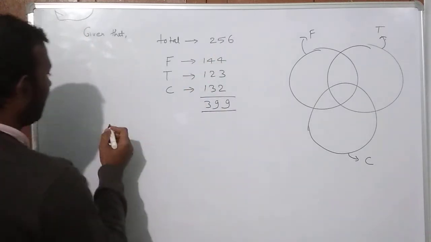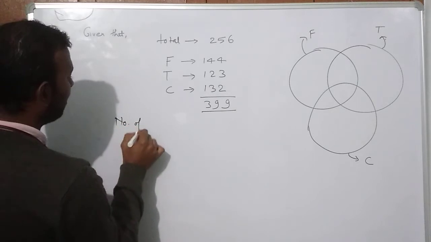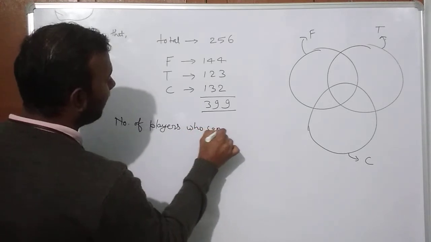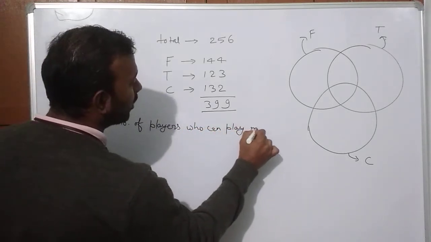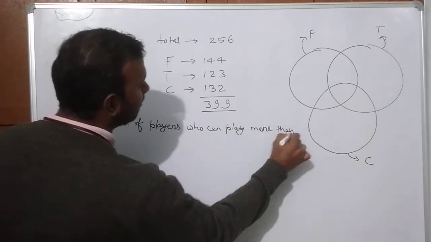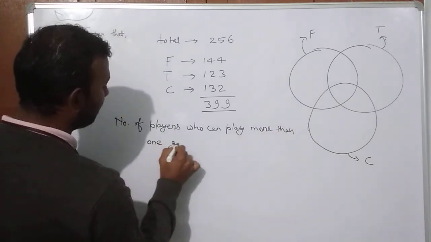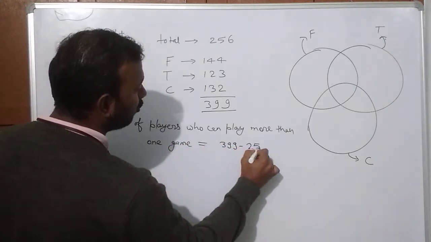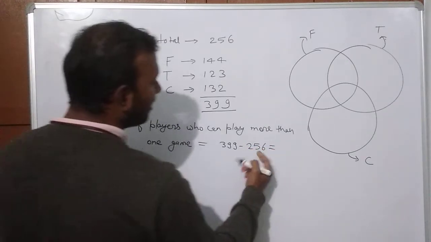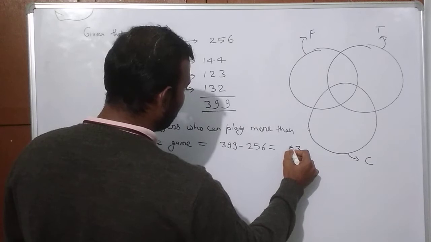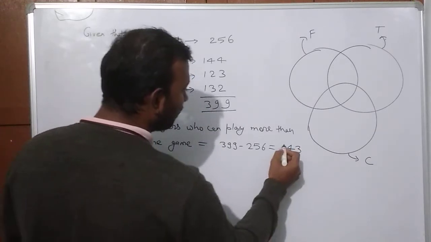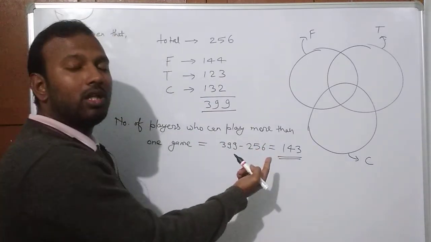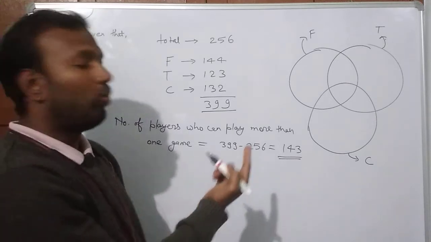Okay, the number of players who can play more than one game will be 399 minus 256, and how much is this? 9 minus 6 is 3, 9 minus 5 is 4, and 3 minus 2 is 1. This is 143. This is our first record. 143 is the number of members who can play more than one game.